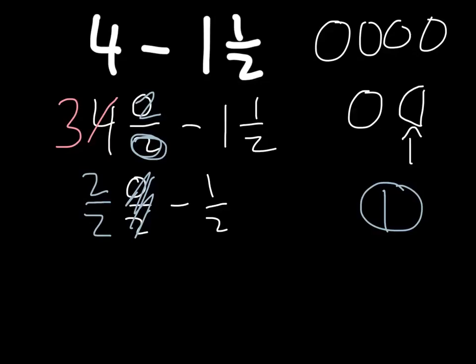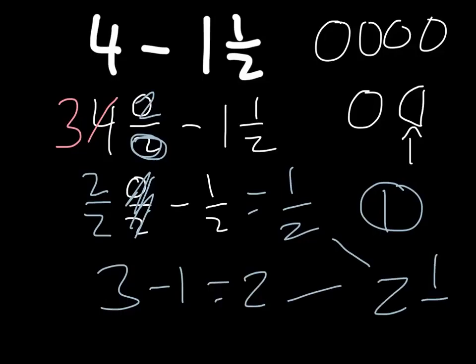So now it's easy. What's 2 over 2 take away 1 over 2? What's 2 halves take away 1 of those halves? 1 half. So that's my fractions part being dealt with. Now I just have to worry about my whole numbers. What are my whole numbers? 3, take away 1 is 2. So now that's my answer. Put those together, 2.5. Does that make sense?